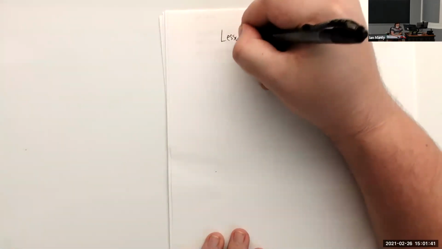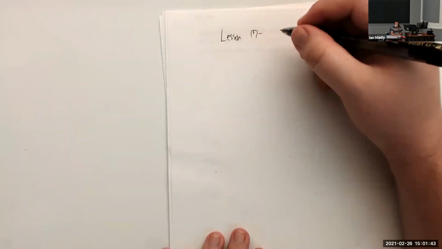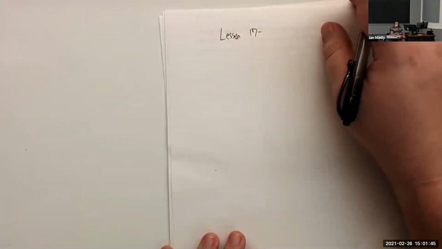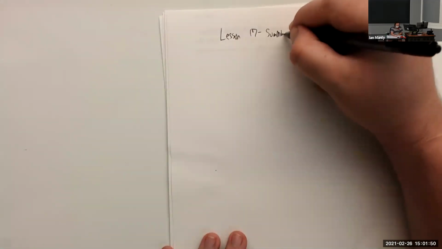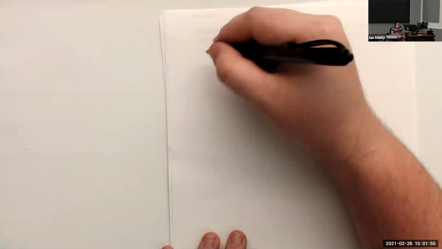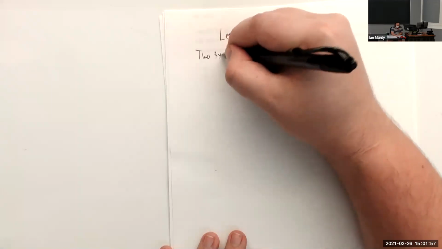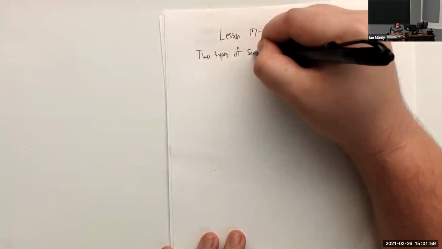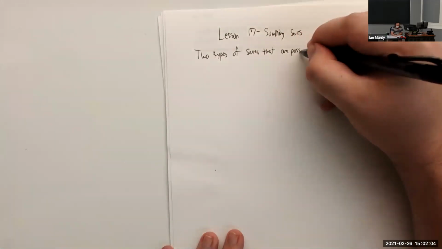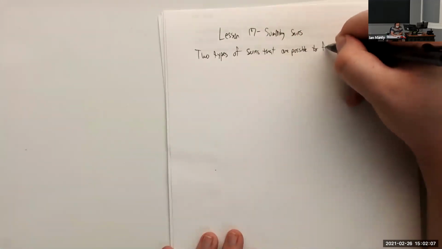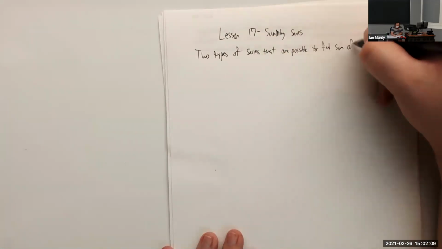So today we are going to talk about two series that you could sum up. So that's going to be today's lesson. Now, if we ask you to sum up a series, it's probably going to be one of these two series that we're going to talk about today. These are the only ones that we reliably know how to add up. So two types of series that are possible to find the sum of.